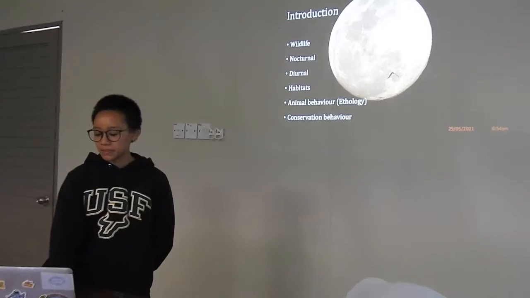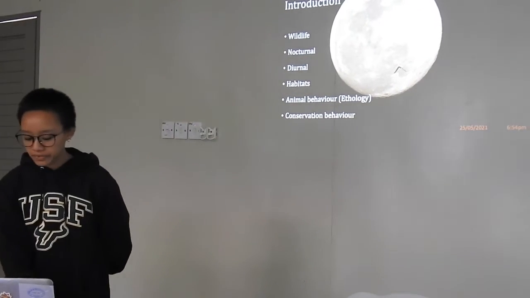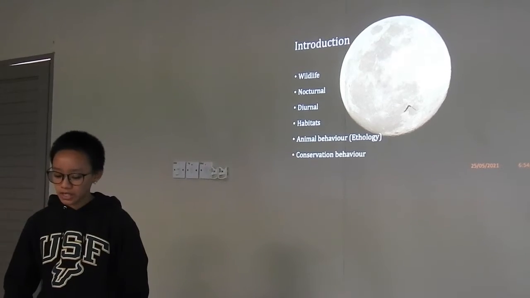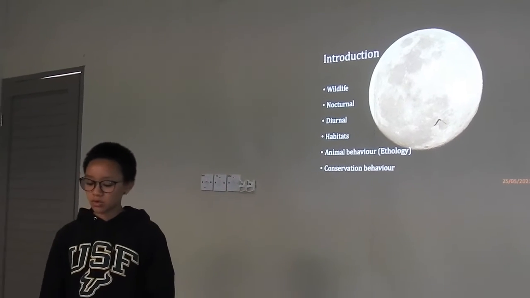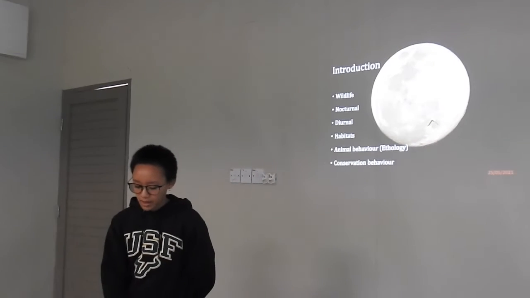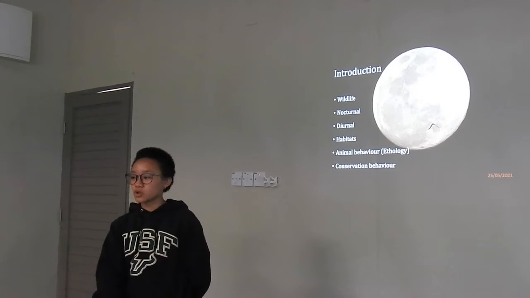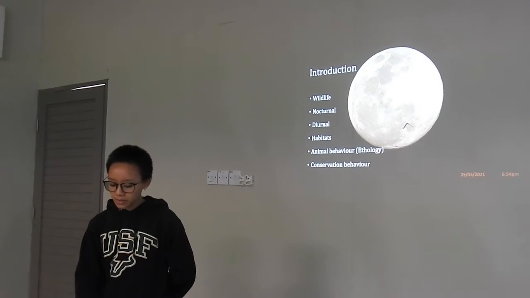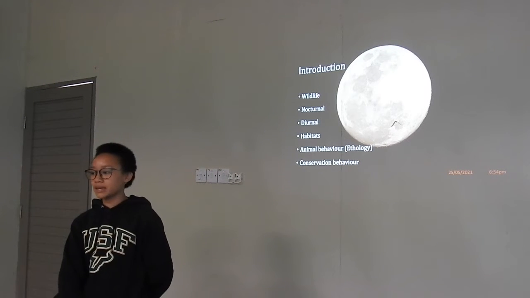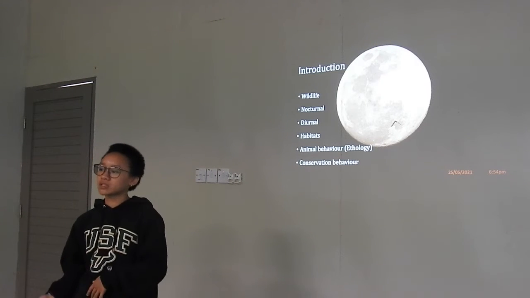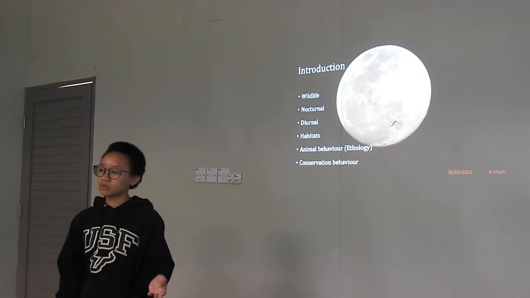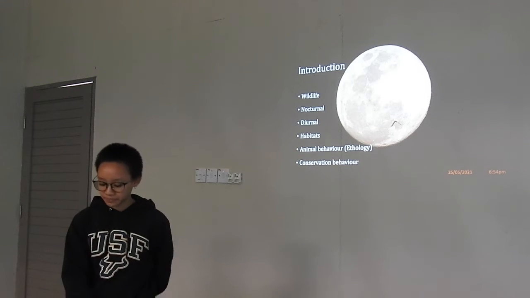The study of animal behavior is called ethology. It usually focuses on animal observations under natural conditions. So whatever I've been doing here is considered ethology. Conservation behavior is a growing field whereby animal behavior research is applied to conservation management. So when making conservation plans and methods, we include how animals react to the conservation plans.